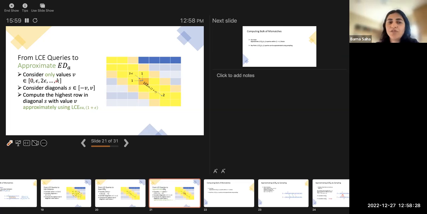You are going through a coarser granularity for the values v. Instead of using exact LCE queries, you are using approximate LCE epsilon a queries for every diagonal. And that should help you in speeding up your running time. So that's the overall algorithm to get a 1 plus epsilon approximation factor for EDA.